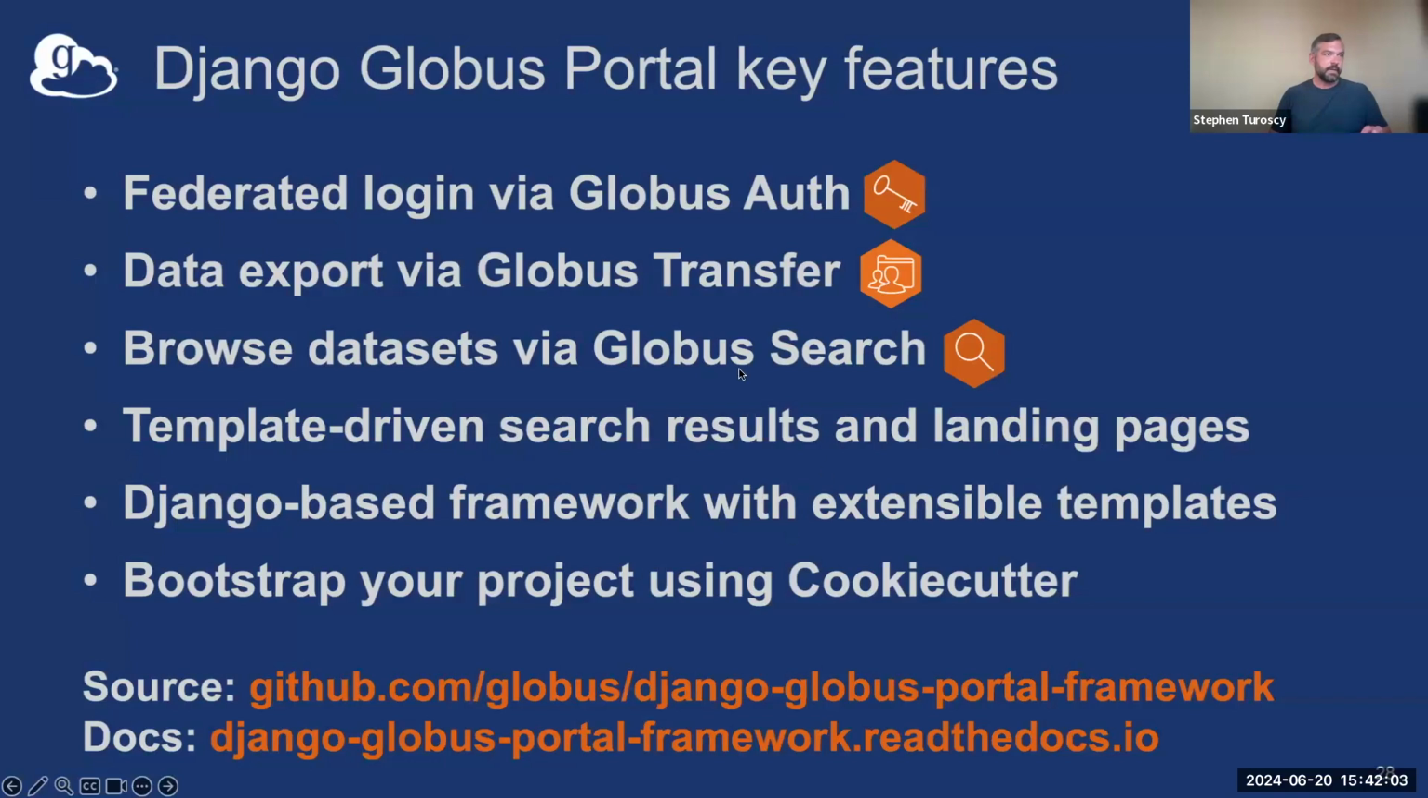Template-driven search results. This is where the actual Django framework comes in and makes it easier to update. Extensible templates. And we have something called the Django Globus portal cookie cutter, which is basically an easy way to bootstrap an application. There's a lot of stuff on this slide, so I'll pause for a second or two to see if there's questions here. Okay.